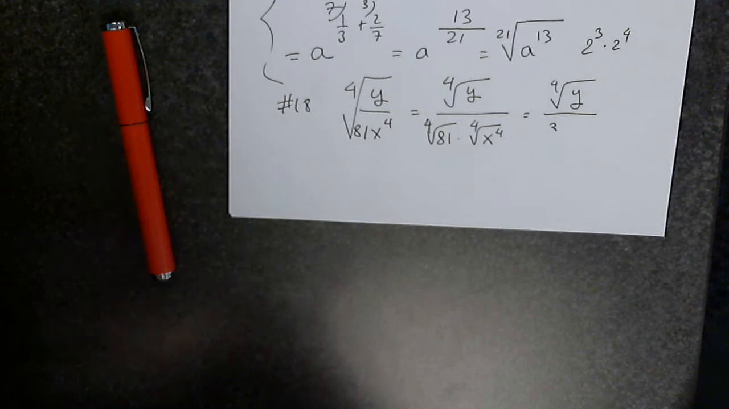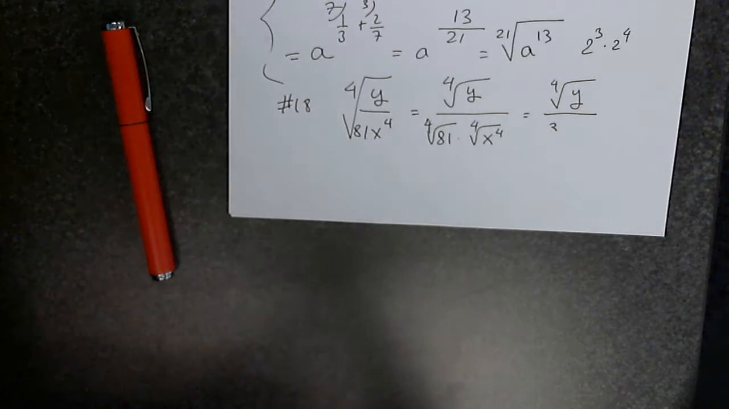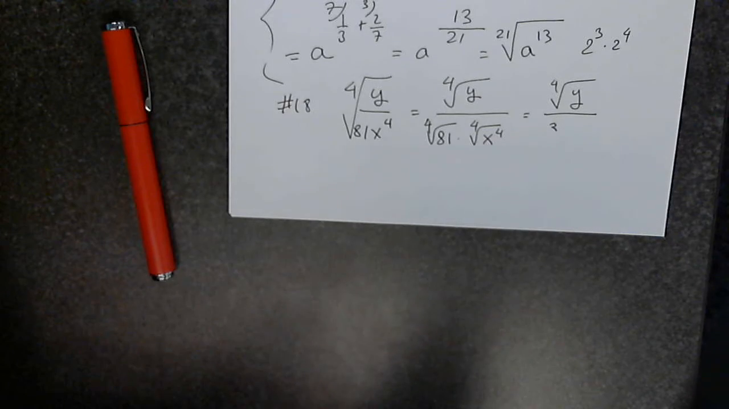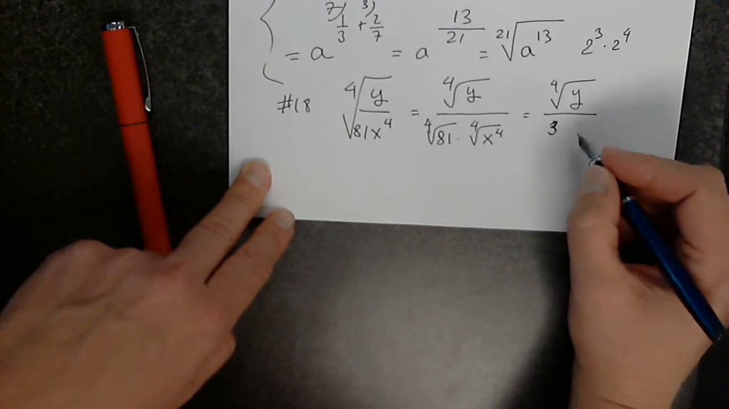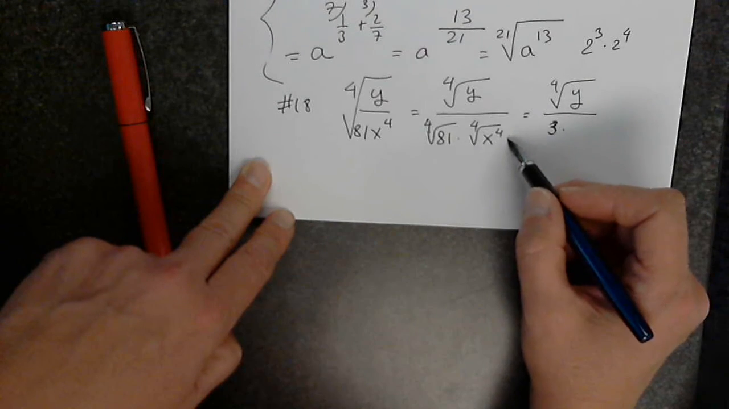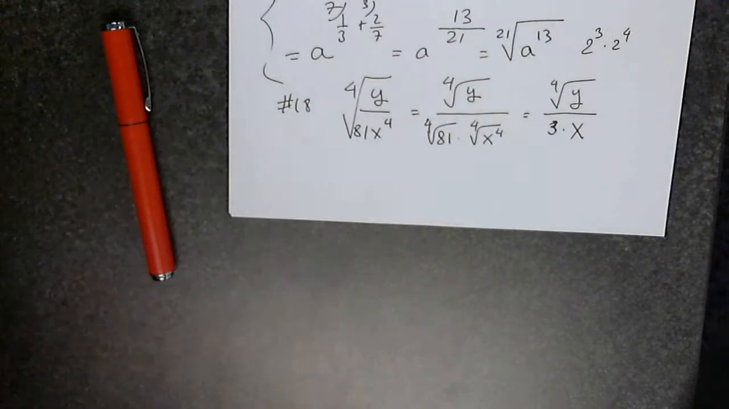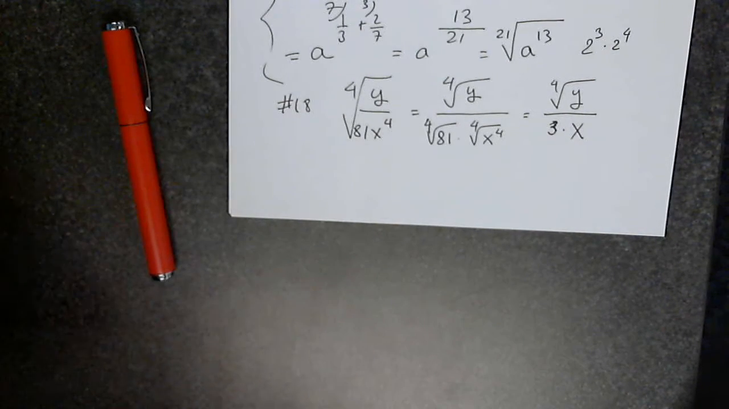And the answer is 3, because it's 9 times 9. Two 3s in one 9 and two 3s in another. So it's 3 to the fourth. So this is 3, multiplied by the fourth root of x to the fourth, which is x. It would have been the absolute value of x in case we're told that x can be any real number. Very good. So now we can move on.